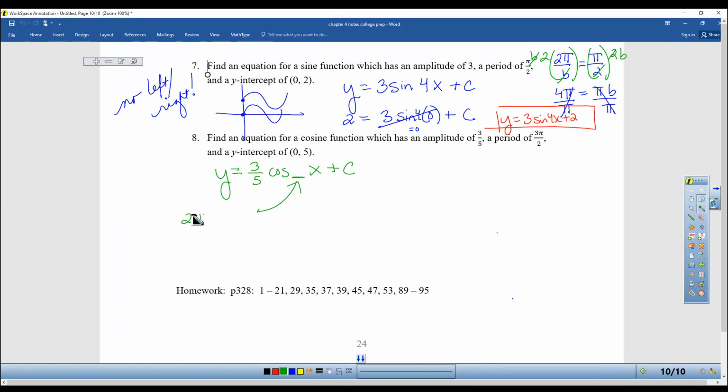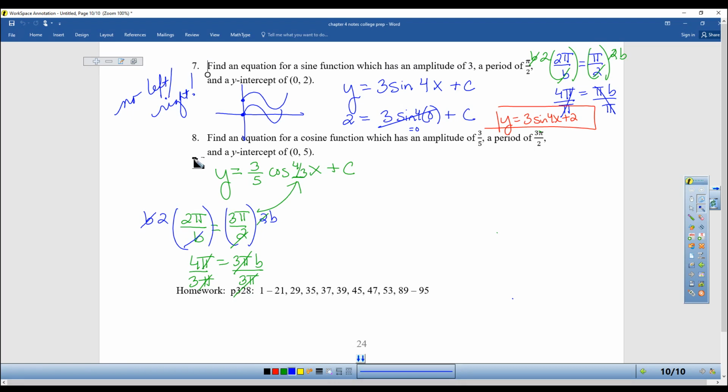Well, we know 2 pi divided by b is going to come out to be 3 pi halves. How do you solve for b? Don't be too tricky. Clear the fractions, multiply both sides by 2, and multiply both sides by b. On this side, you're left with 4 pi, and on this side, you're left with 3 pi b. Divide both sides by 3 pi, and you're left with 4 thirds. So that's what's going to go in there.